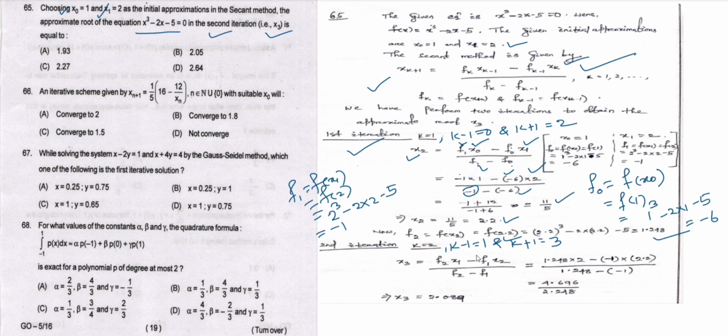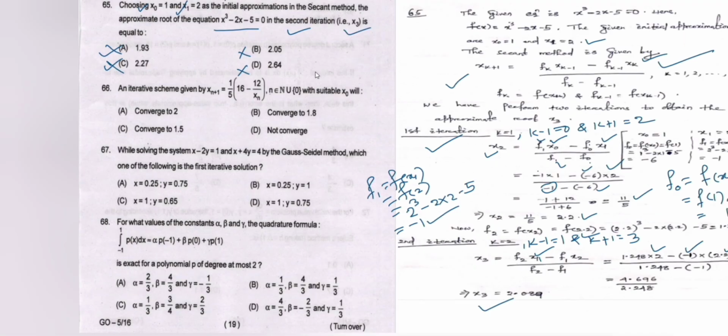So we have all the values with us. We'll just substitute those values. f2 is 1.248 into x1 value is 2, minus f1 we calculated in the last iteration, which is minus 1, into x2 value is 2.2, and whole divided by f2, 1.248, minus f1, minus 1. If we calculate this, finally we will obtain x3 equal to 2.089. So no given option is correct.